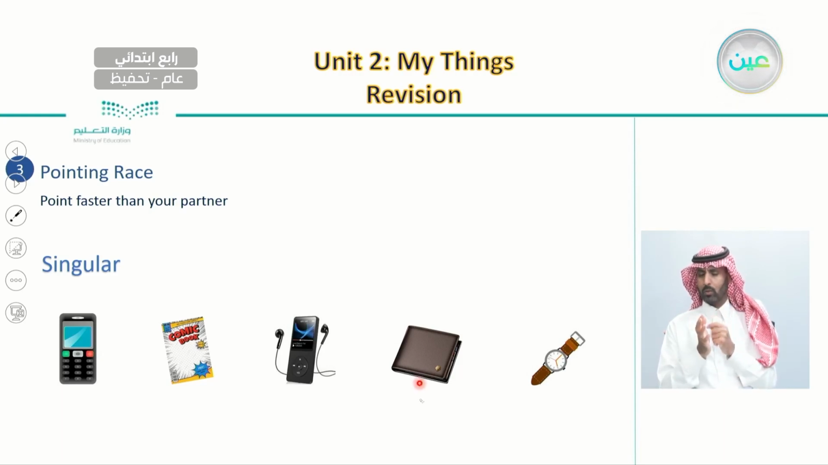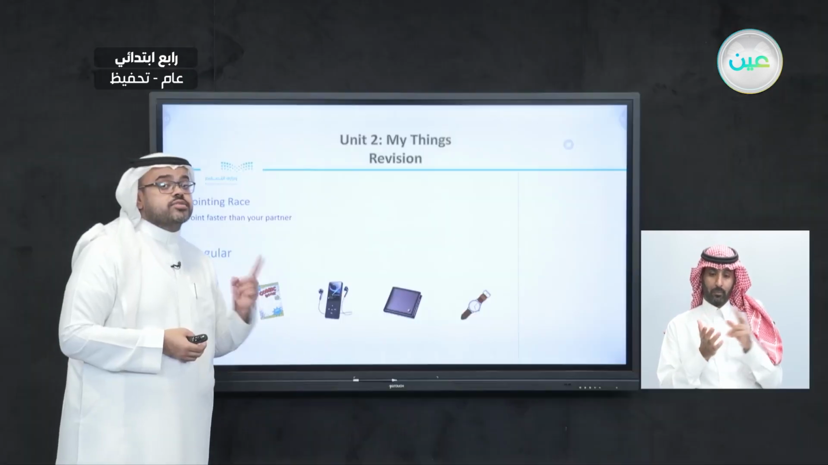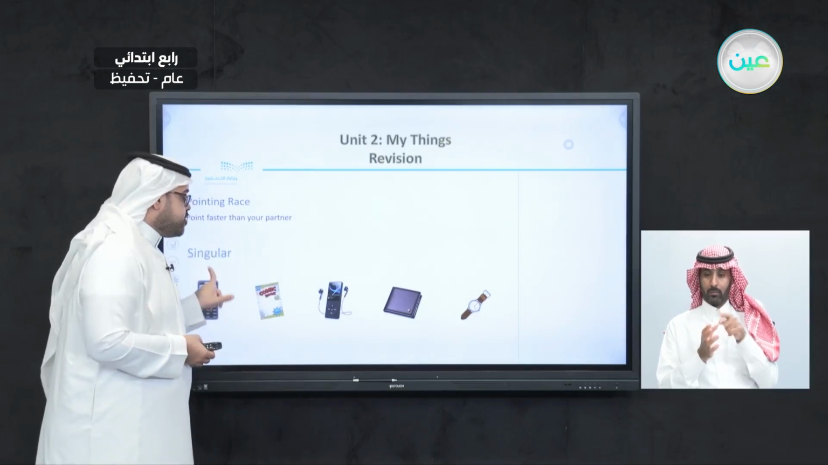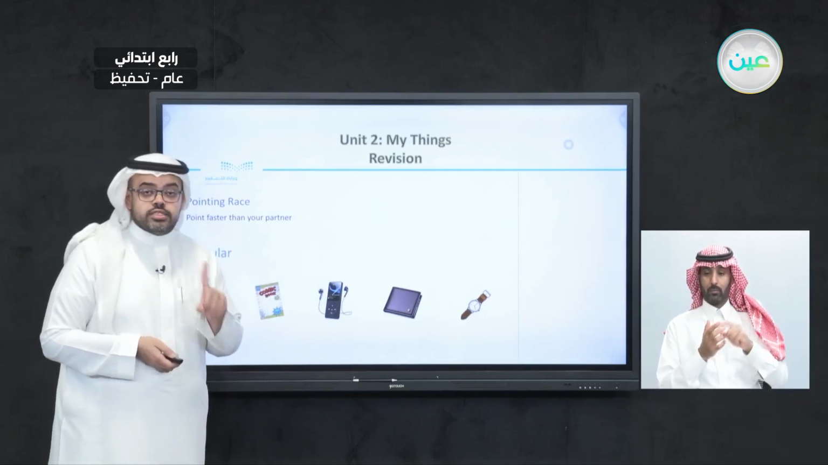Now let's see the other picture. What is this? Now you need to point faster and say it is a wallet. It is a wallet. Now we can practice this with different items as long as they are singular. They are only one type.